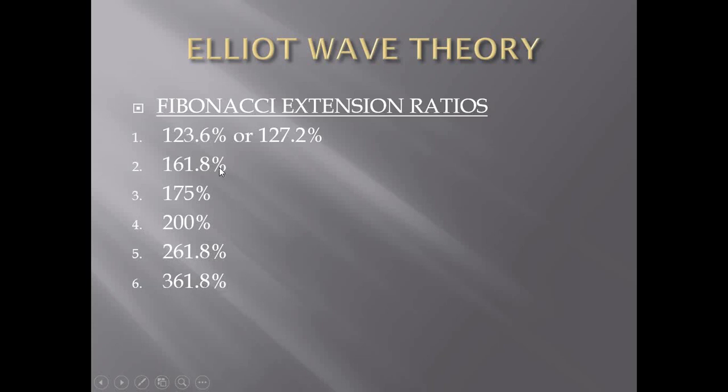361.8%. However, we also have a golden ratio of the extension ratio. So the golden ratio is 161.8%, because in most cases the extension wave, or the actionary wave, is often completed around 161.8%. Sometimes we can also look for the market to complete the impulsive move around 175%. But in most cases, we must look for 161.8%.